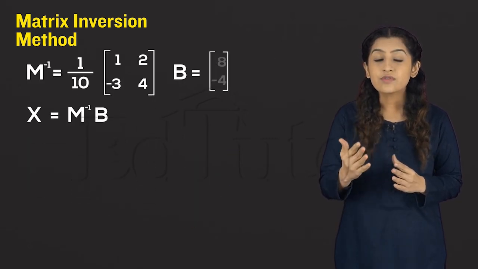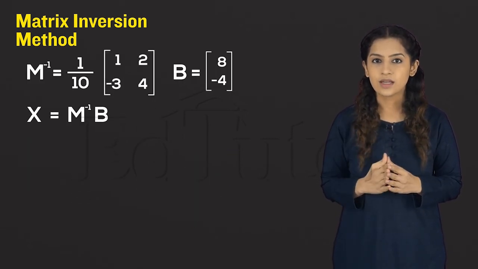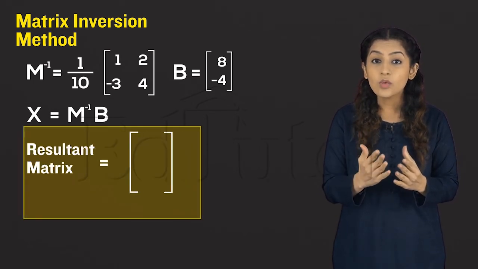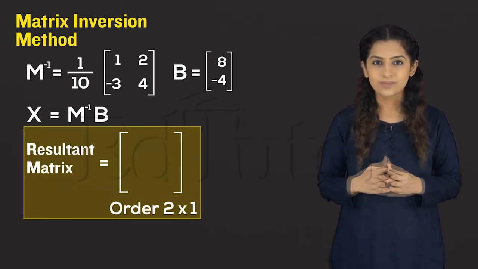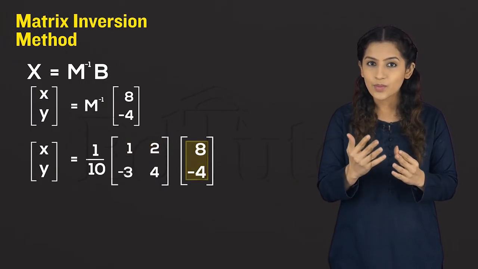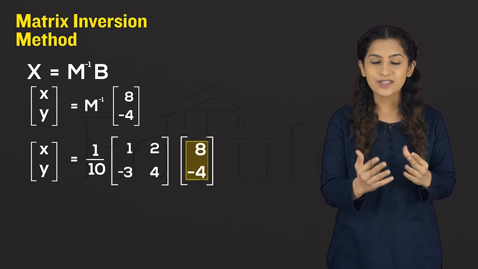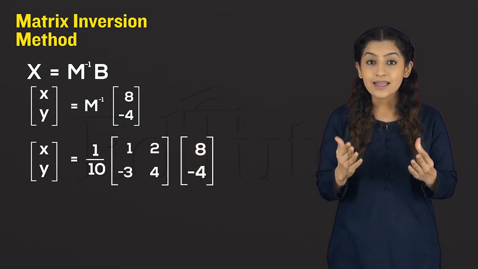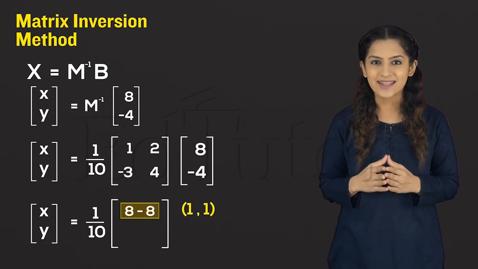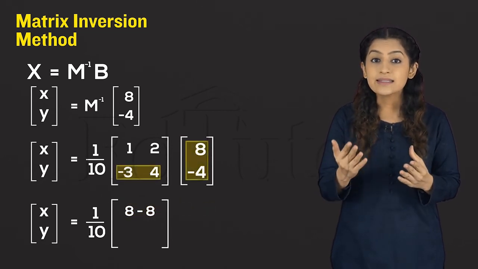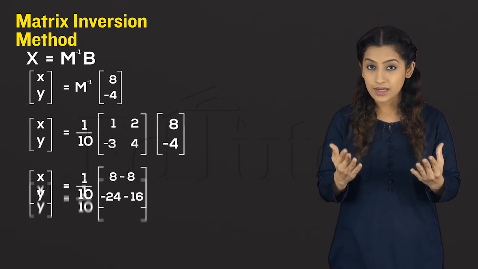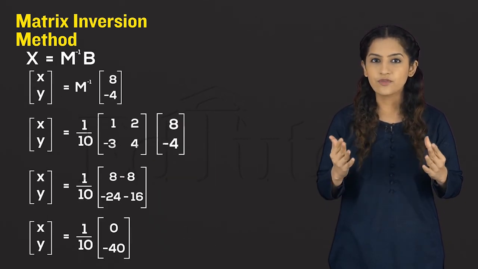The next step is to find m inverse into B. From the last lesson, we know that the resultant matrix will always be of order 2 by 1. Start by multiplying the first row of the inverse of m with the first column of B, which is the only column here. Its result should come here because this is the 1, 1 position. Now, multiplying the second row with this to get the 2, 1 position. By solving, we have 0 and -40.